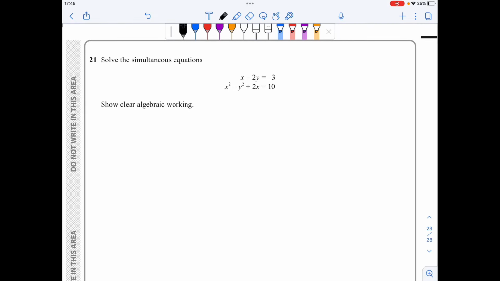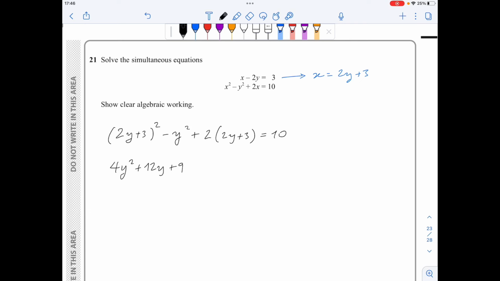For question 21, I'll rearrange the first equation to get x on its own. So x equals 2y plus 3. And then I will substitute this blue equation into the second one. This will give me 2y plus 3 squared minus y squared plus 2 times 2y plus 3 equals 10. Now we'll expand and get 4y squared plus 12y plus 9 minus y squared plus 4y plus 6 equals 10. Then I'll take everything to the left.